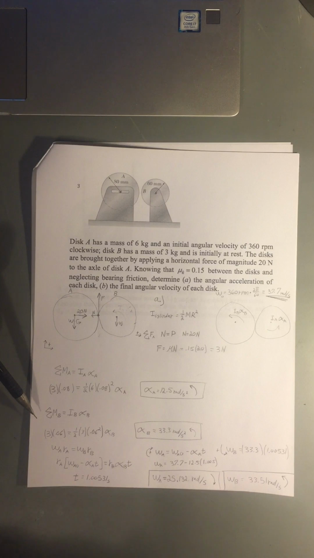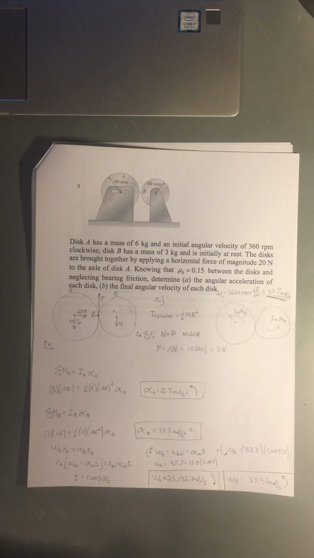And then repeating this for disk B, it's very similar. We use the same friction force because it's in common with both disks. I_B is the same formula, we just have a different radius because B is a smaller disk. And then we can solve that to find that alpha_B equals 33.3 radians per second squared. And that is the answer for part A.